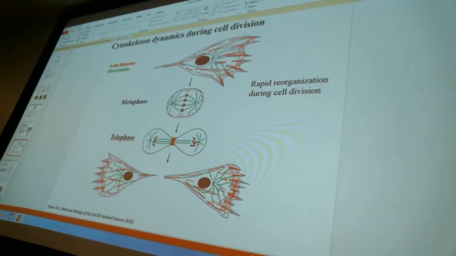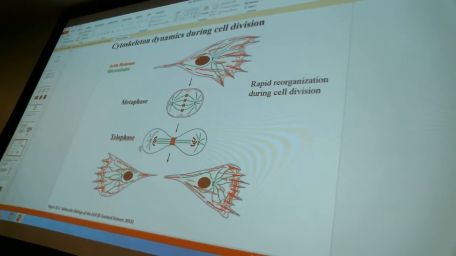Whereas microtubules will undergo a very specific formation of this very sophisticated network of bidirectional structure, which will hold the newly formed chromosomes in between two daughter cells, kind of poising them for the separation on both sides of the dividing cell.